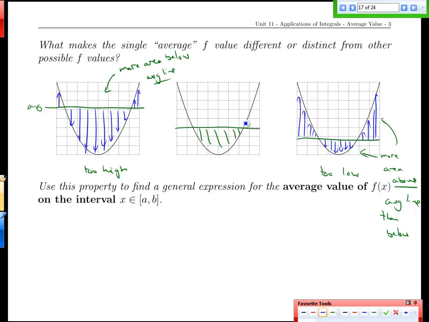Where this area and this area, the area above the average y value is equal to the area below. Okay. Now, how can we compute that? Well, that's not too bad, actually.